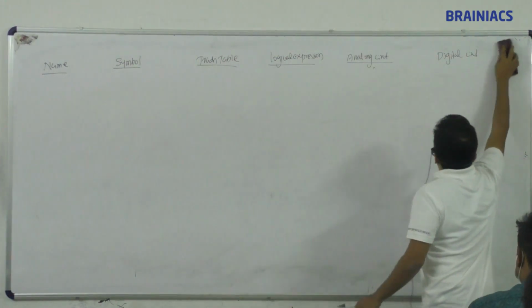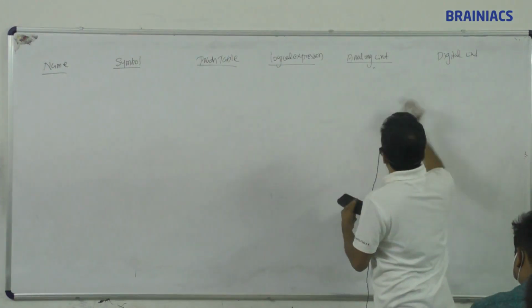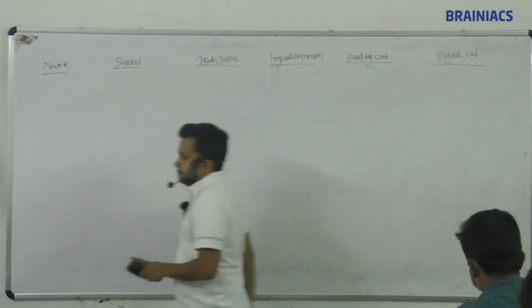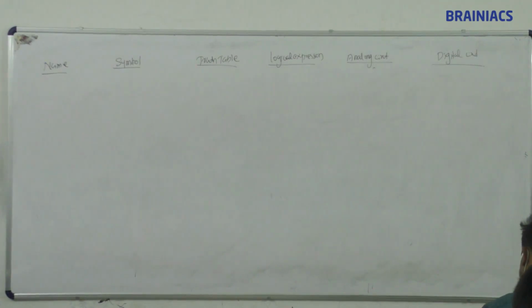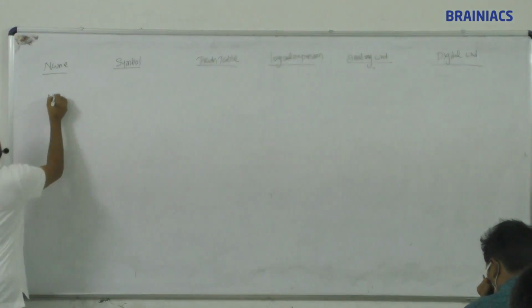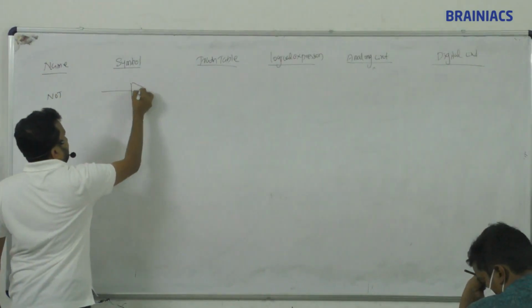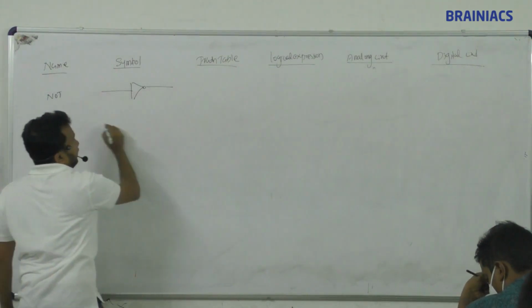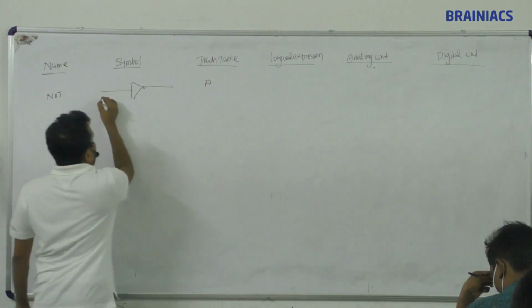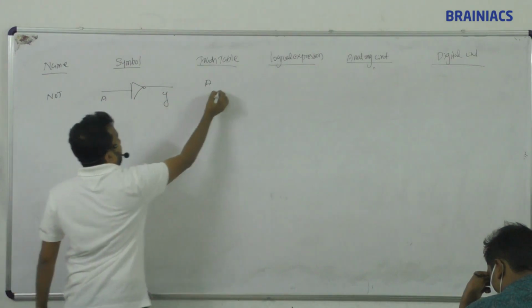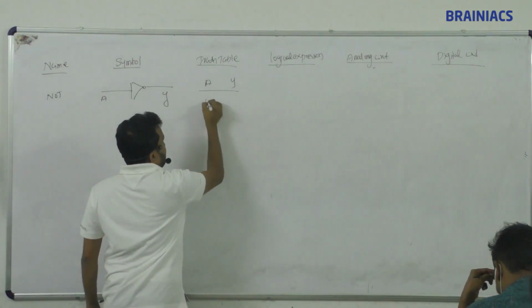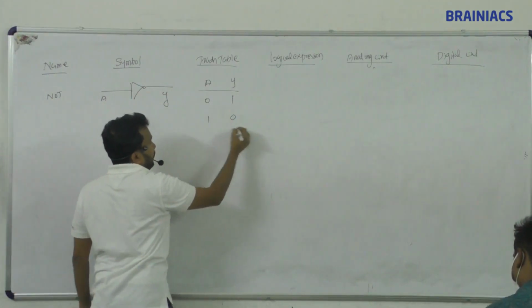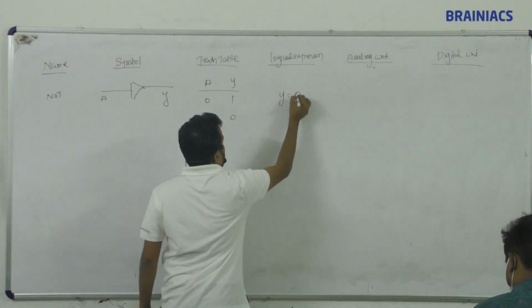Digital circuit is the most important one. Okay. Name, not, symbol, you know, right? Not gate. Truth table, only one input, one output, A and Y. A is 0, B is 1, 1, 0. Logical expression Y is equal to A bar.